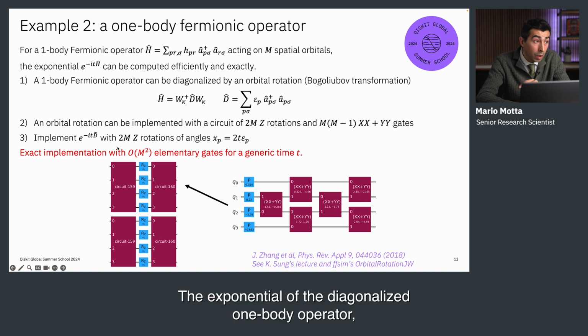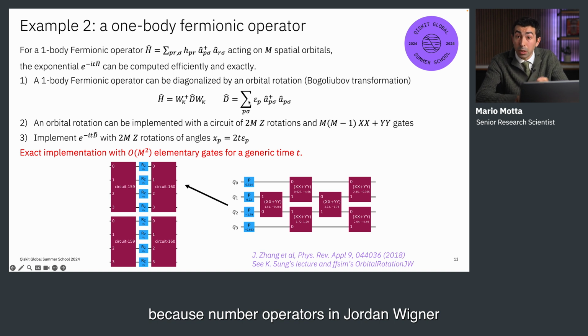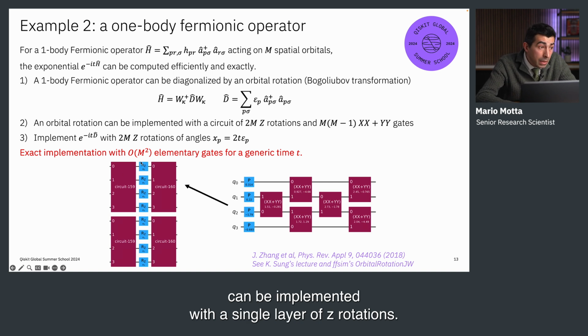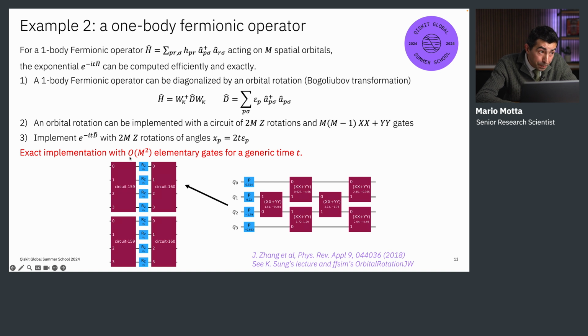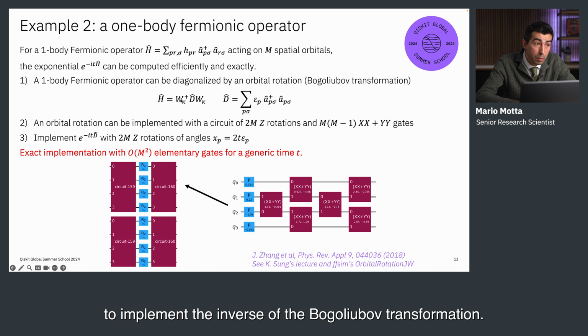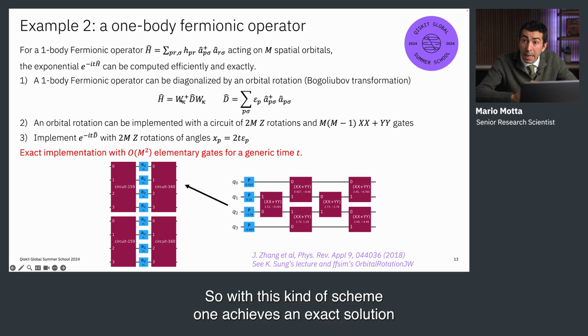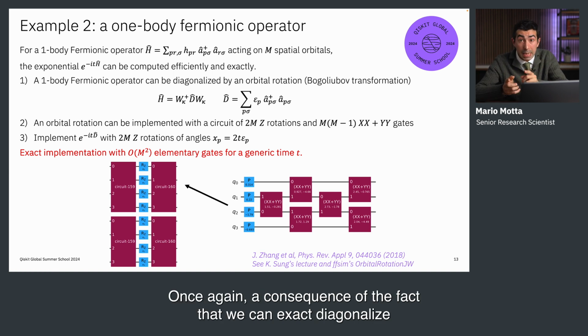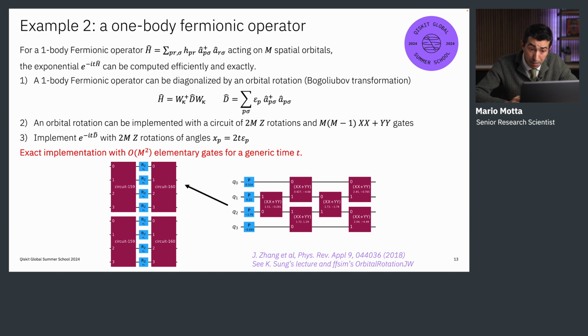The exponential of the diagonalized one-body operator, because number operators in Jordan-Wigner representations are single qubit Z operators essentially, can be implemented with a single layer of Z rotations. And then we have again another Bogoliubov circuit to implement the inverse of the Bogoliubov transformation. So with this kind of scheme, one achieves an exact solution with a polynomial number of gates for a generic time. Once again, a consequence of the fact that we can exactly diagonalize one-body operators.